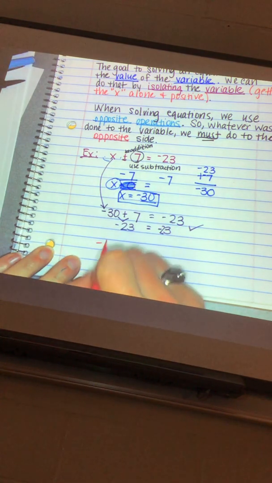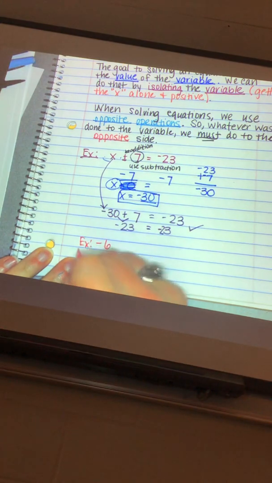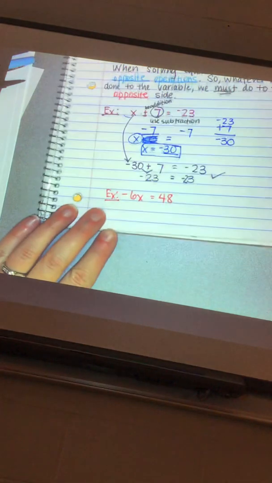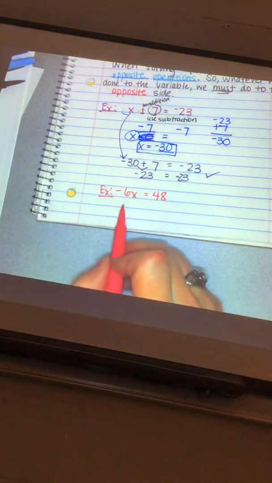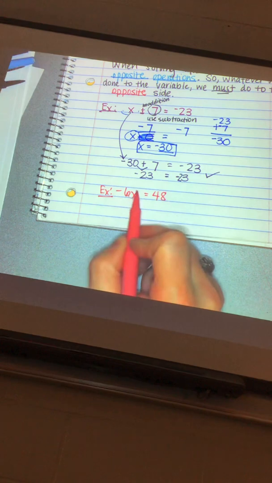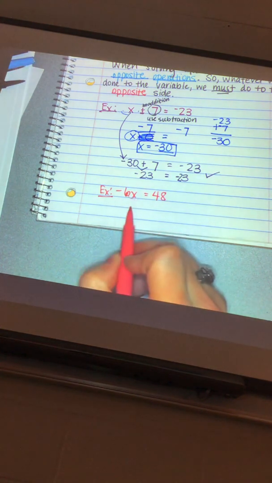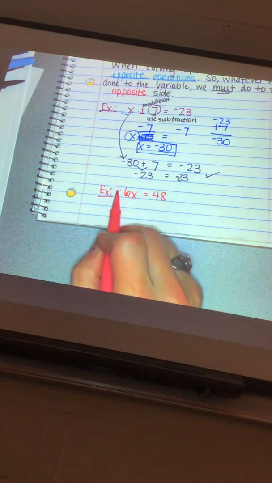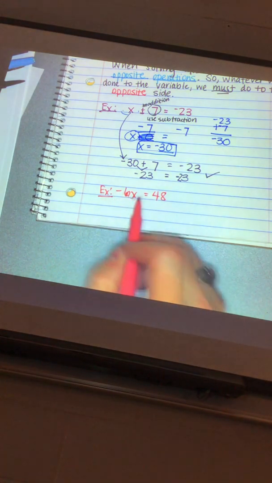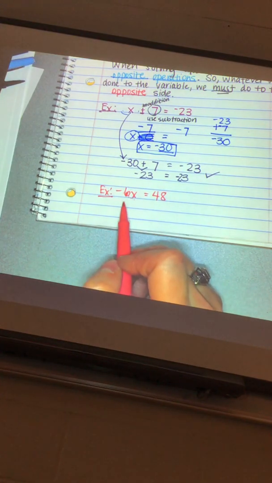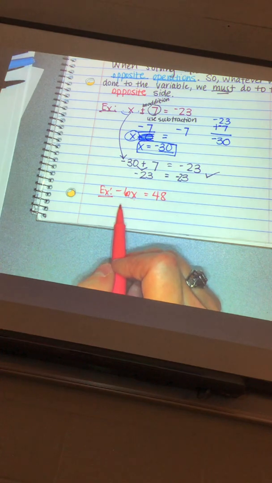Negative 6x equals 48. Okay, so then we have to get this x by itself. Well, we have to see what is attached to the x and get that off. What's a negative 6? And how is it attached? There's no plus sign. There's no subtraction sign. There's no division sign. Is there a multiplying sign? No. But is there multiplication going on? Yes.